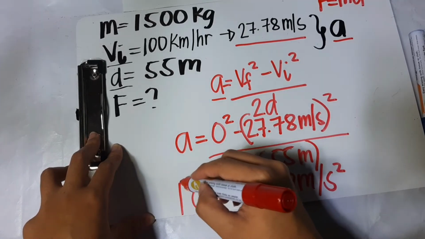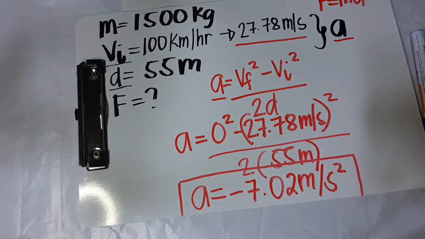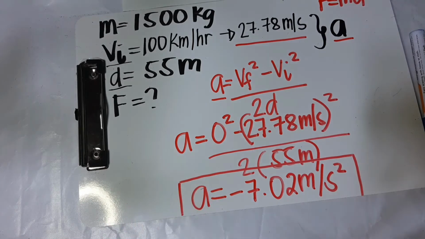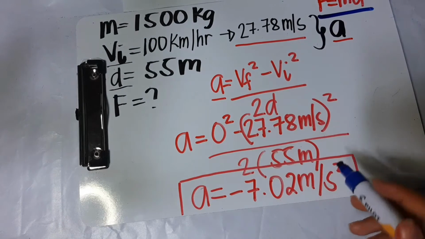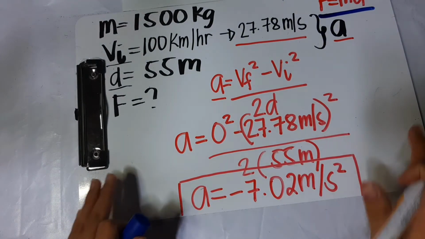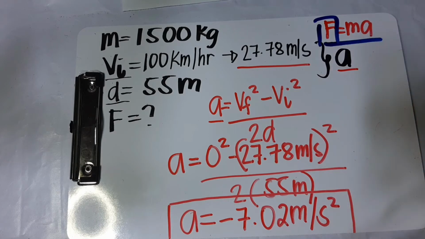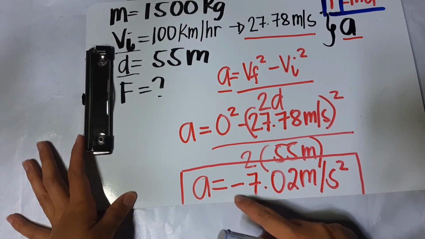Okay, so this is now the value of our acceleration. Since we have the value of the acceleration, we can now use the formula F is equal to ma to solve for the force, or the net force, of the car. Now if you notice, why is the value of the acceleration negative?